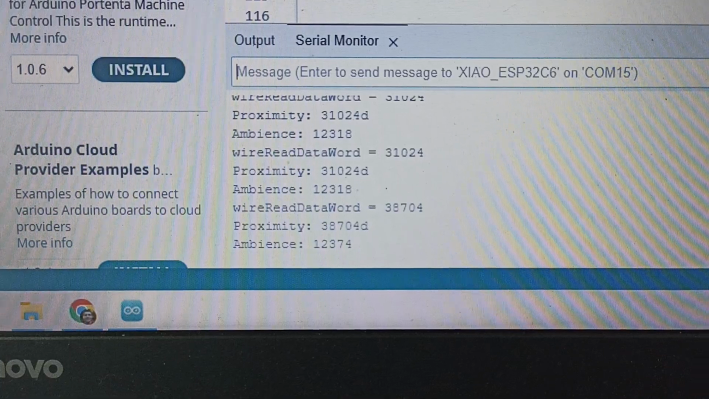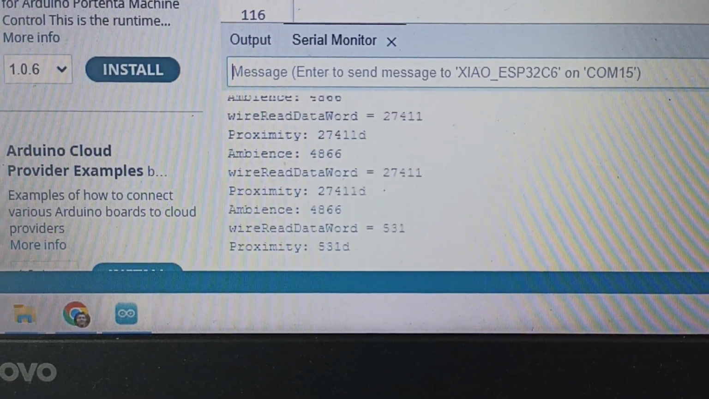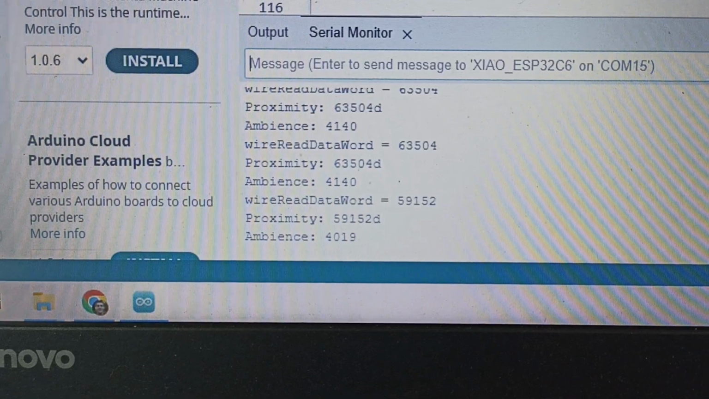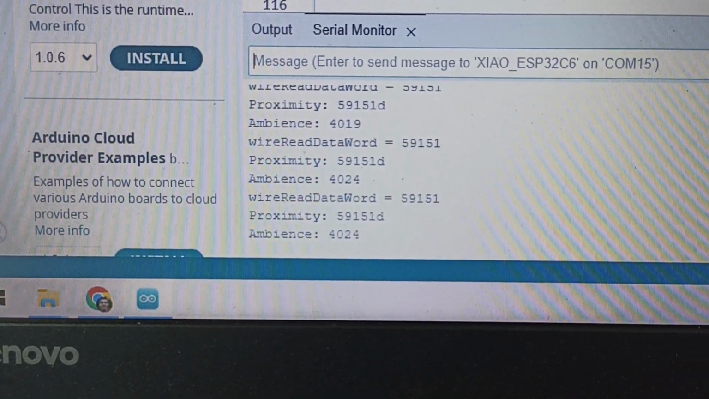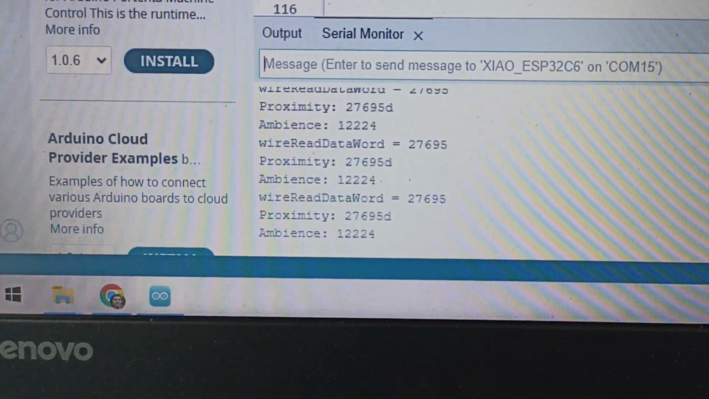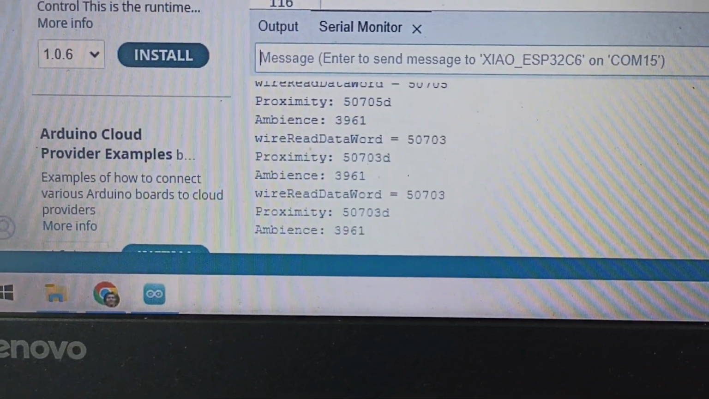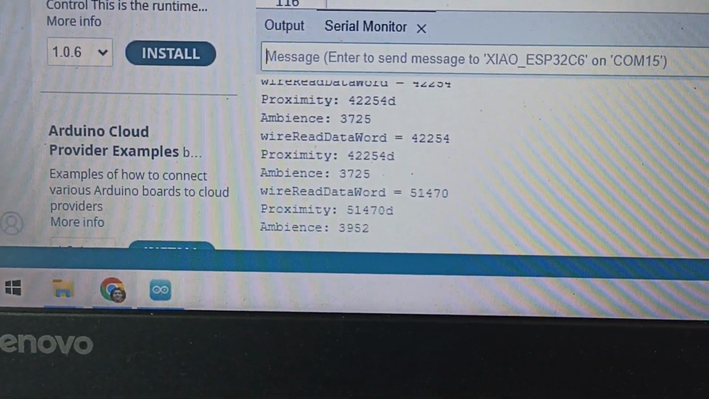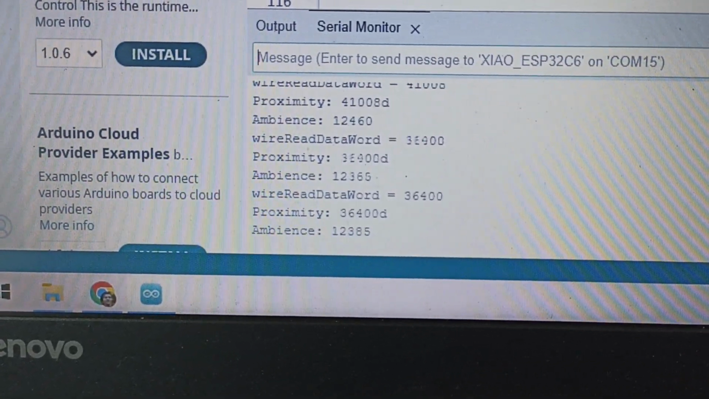If I approximate my hand to the sensor, you're going to see 27,500, 62,000, 62,000, 63,000, 59, 58, 59. I remove my hand, goes to 34, 28. I put my hand again, goes to 50,000, 4,500, 45,000. So the value excursionates a lot.